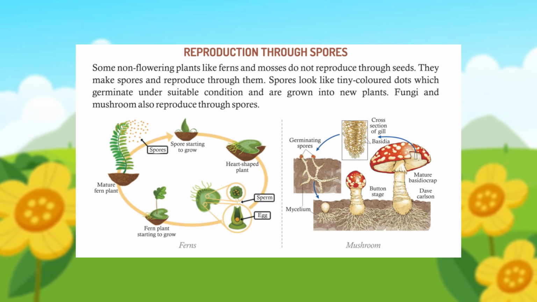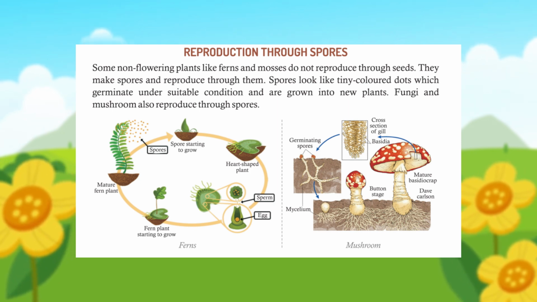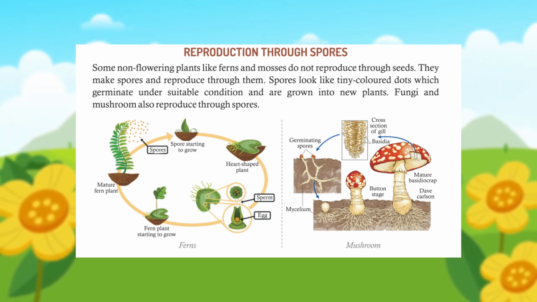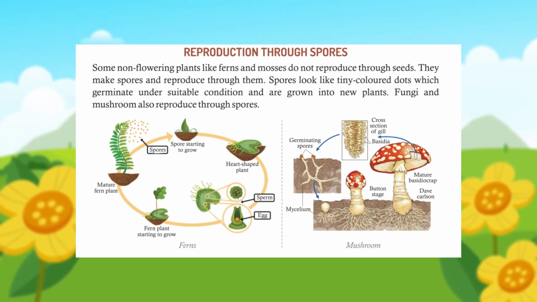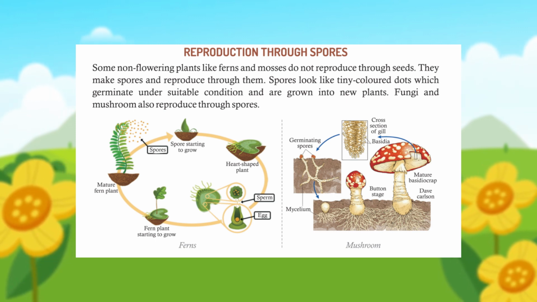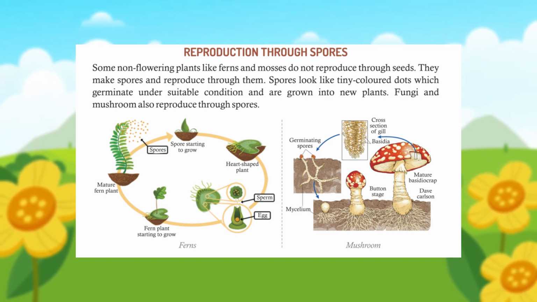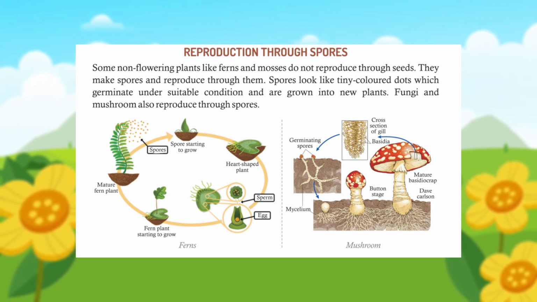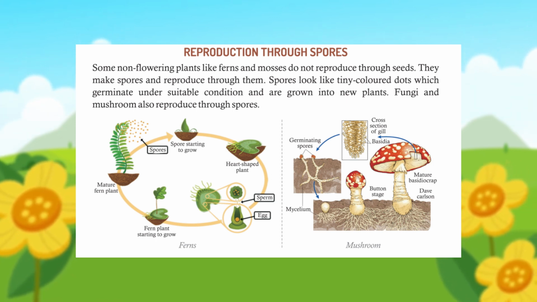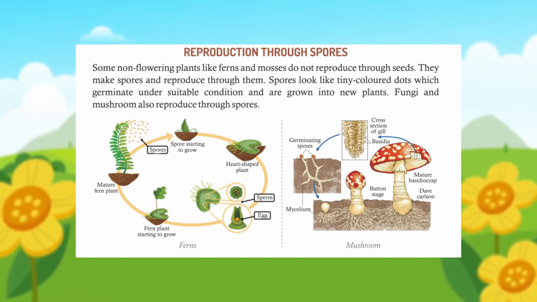Reproduction through spores. Some non-flowering plants like ferns and mosses do not reproduce through seeds. They make spores and reproduce through them. Spores look like tiny colored dots which germinate under suitable conditions and grow into new plants. Fungi and mushrooms also reproduce through spores.